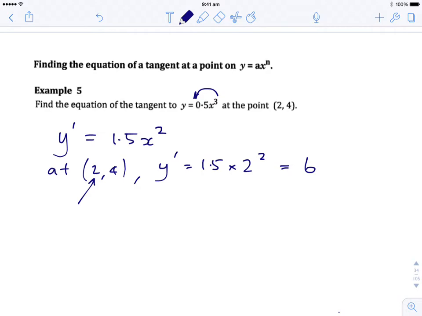Okay, so to work out the equation of a line, I need 2 bits of information. I need the slope of the line and I need a point on the line. And now I've got both. I've got the slope of the line, I've got a point on the line. So here's the equation of the line.